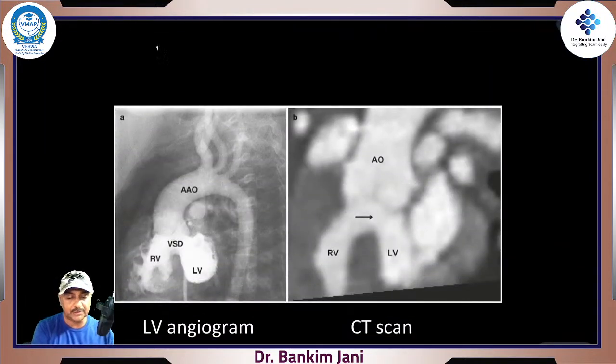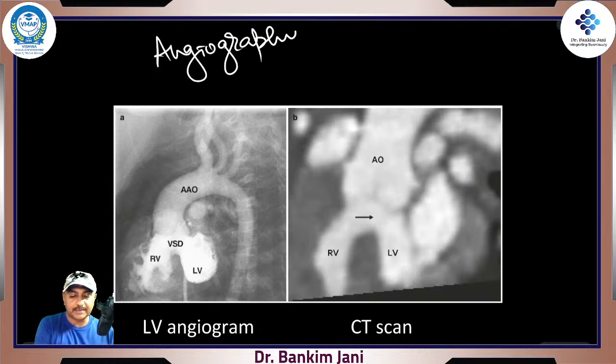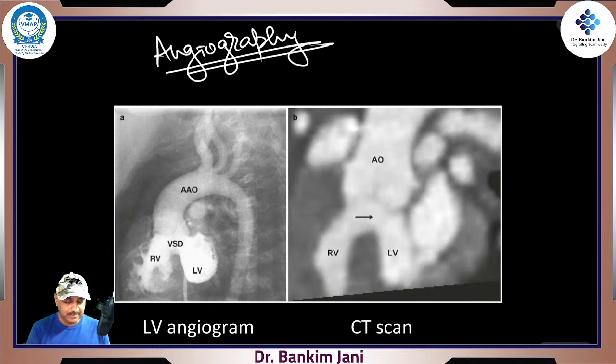Here it is. This is angiography. Right, that's angiography. And in angiography, immediately this thing draws our attention that this is right ventricle and this is left ventricle. There is ventricular septal defect. So fine, but look at this. That's the aorta, right? That's the aorta, ascending aorta, and it is overriding, right?